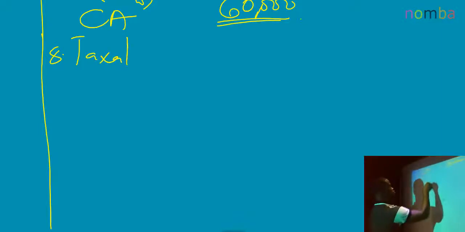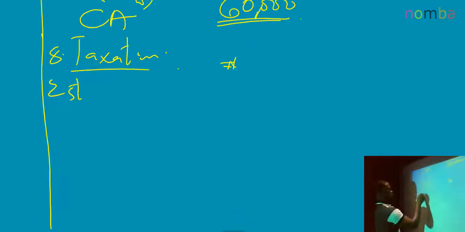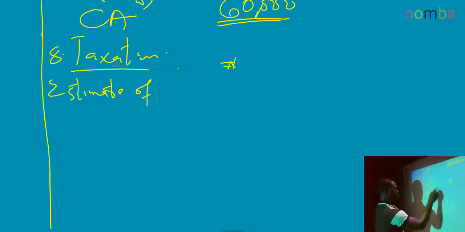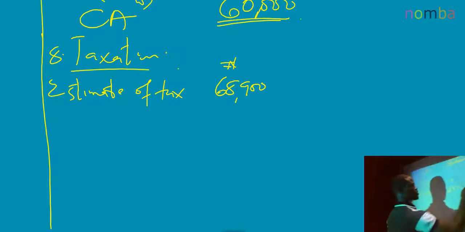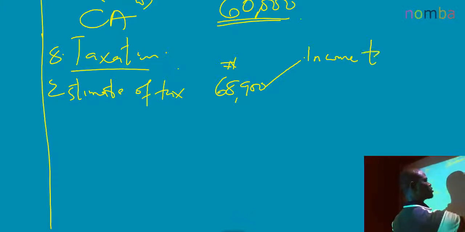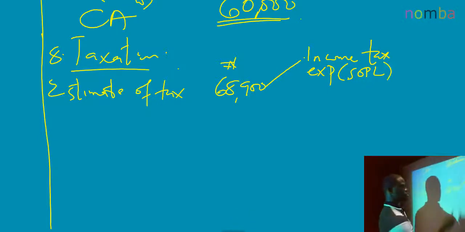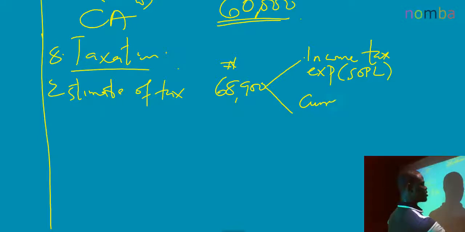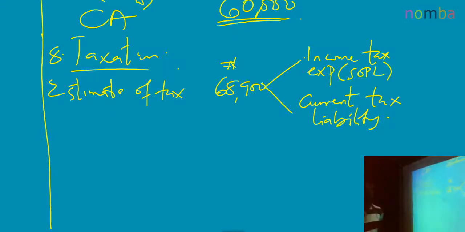Taxation. So the estimate of tax is 68,900. So with this 68,900, we'll have it as income tax expense. Income tax expense in the statement of profit or loss. Then it will be a current tax liability. A current tax liability that will show as a liability in the statement of financial position.